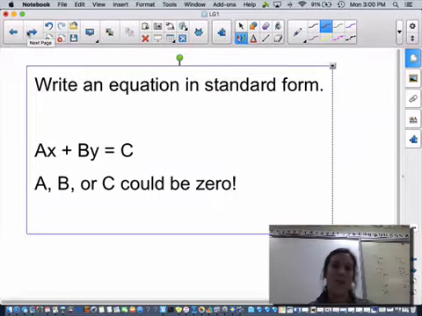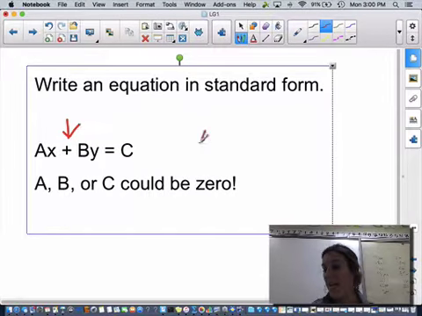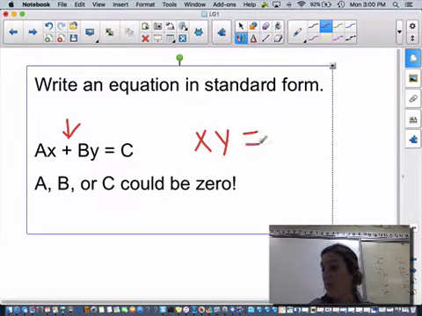Standard form is ax plus by equals c. So you're going to have your x and your y on the same side and being added. Okay, so we can't have x times y. It has to be addition. It could be adding a negative, which would be subtracting, but it has to be some sort of addition or subtraction between your x and your y. And we have to have it equal a value. So again, a, b, and c are just representing numbers.